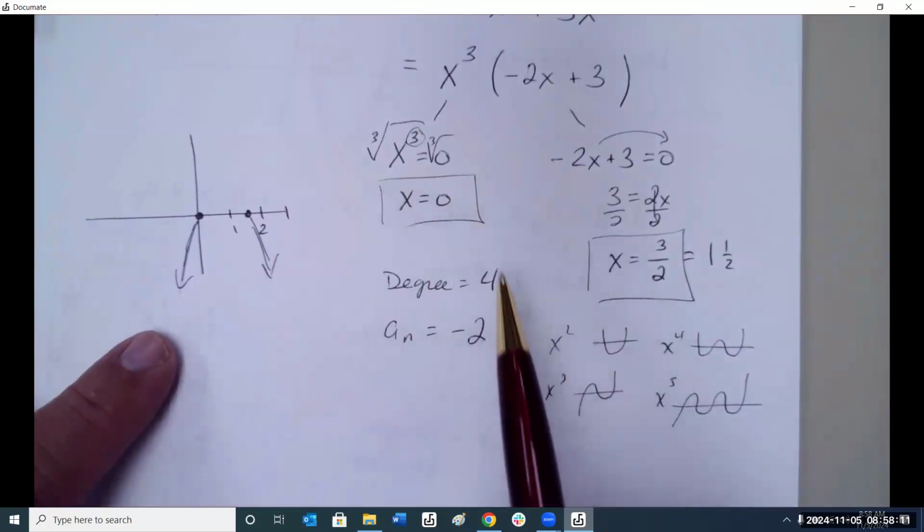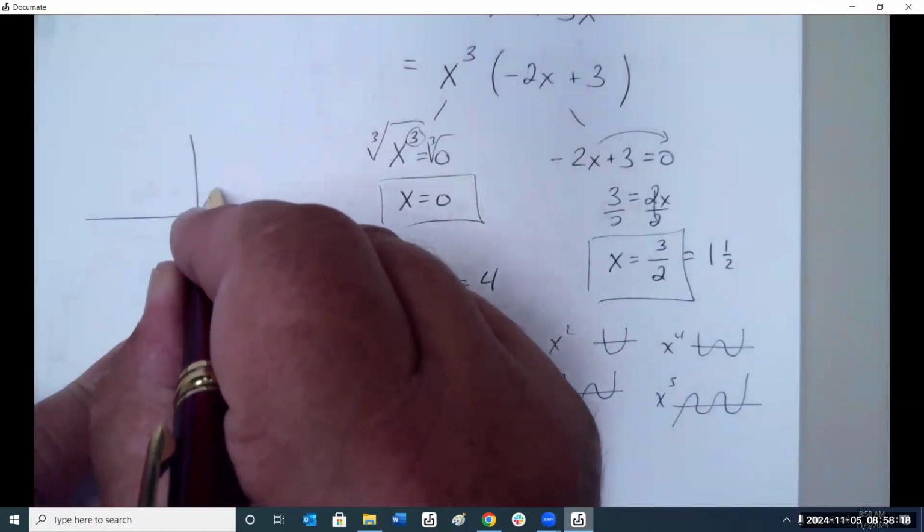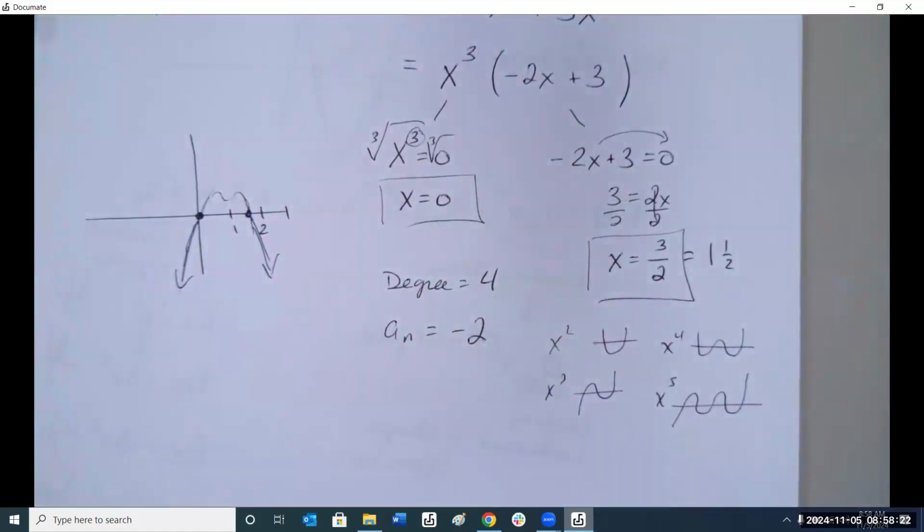So since this is a fourth order polynomial, degree 4, we know that something happens here that makes it look something like that. But we don't know what happens there. We have to find some points. But we know it doesn't cross the x-axis anymore between there. And that's why we have to plot a bunch of points.